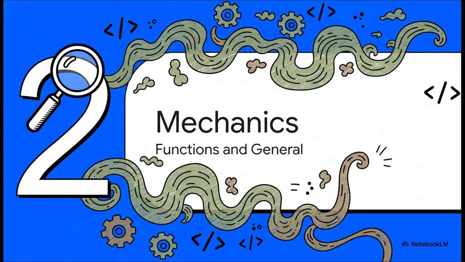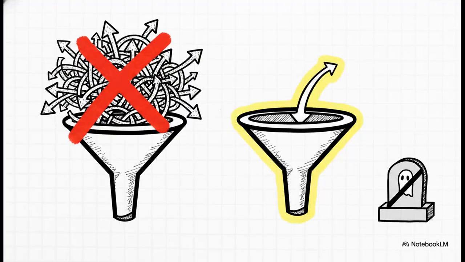Okay, moving on to bucket 2, mechanics. Let's look at functions and general code structure. When it comes to mechanics, the golden rule is that functions should have as few arguments as possible. Honestly, 0 is the holy grail. 1 or 2, that's fine, but more than 3 should be avoided with absolute prejudice.